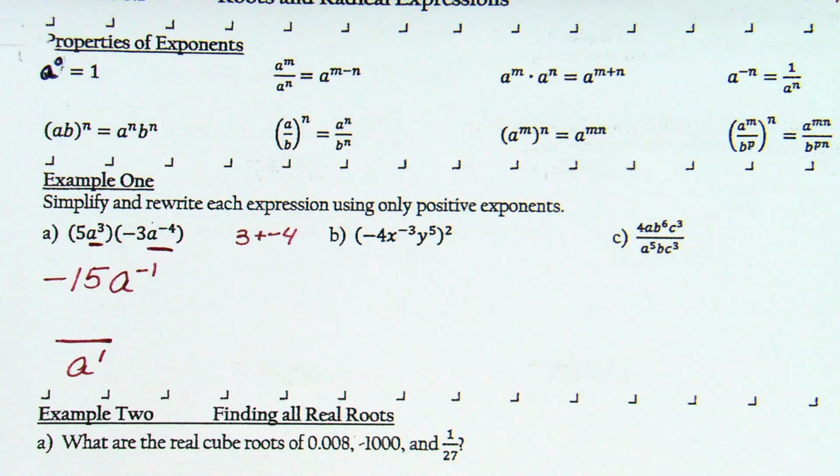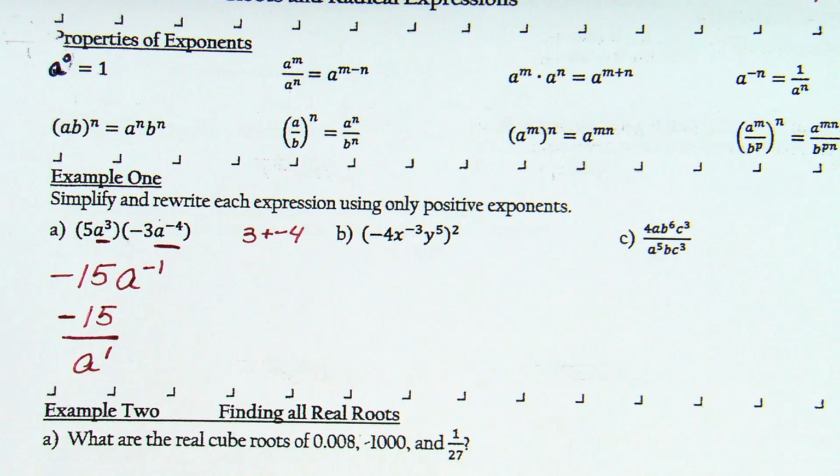Or if we think top or bottom, does negative 15 have a negative exponent? No. It's a negative number, but does it have a negative exponent? No. So where should it go in terms of top or bottom? It's going to stay on top because you're allowed to have a negative number. You're just not allowed to have a negative number in the exponent.